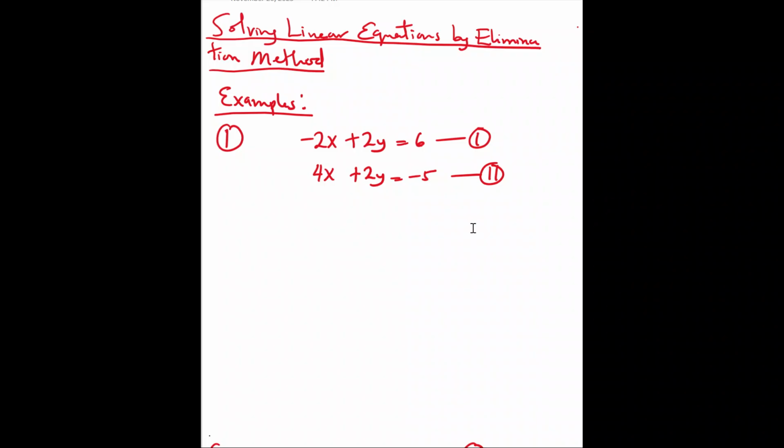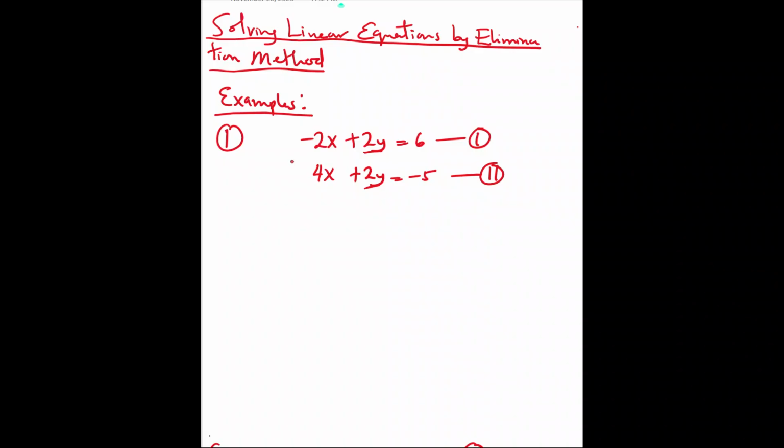So now we have an example on the screen. It says minus 2x plus 2y equals 6, equation 1. 4x plus 2y equals minus 5, equation 2. So in this one, I'm not going to multiply any particular term by the top and bottom. The reason why is because these two terms right here have the same coefficient. We have two y's in equation 1 and 2.